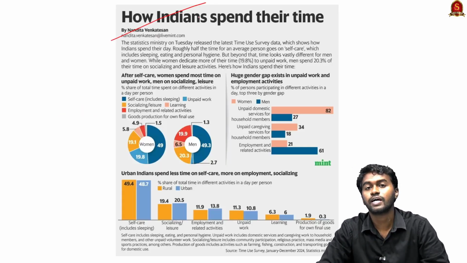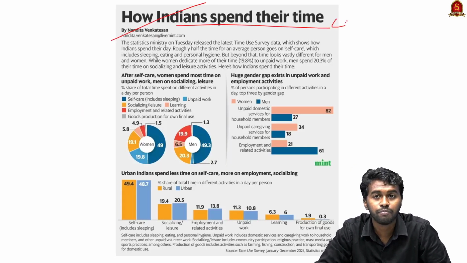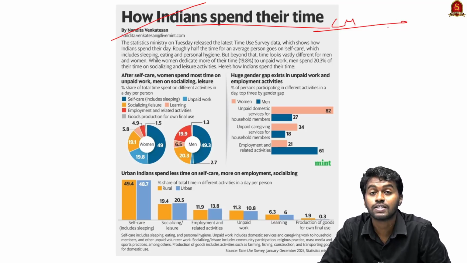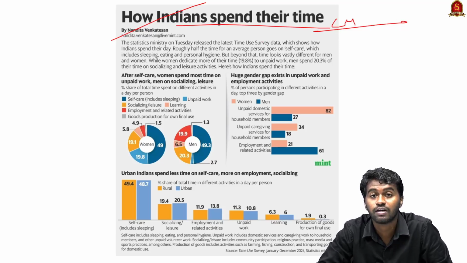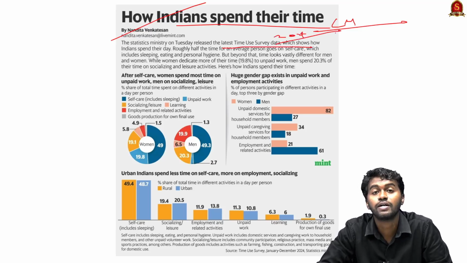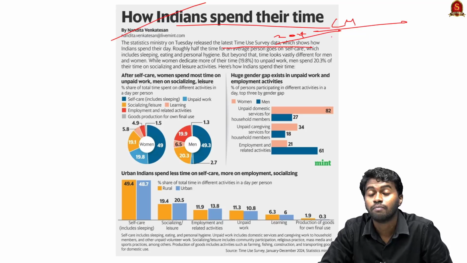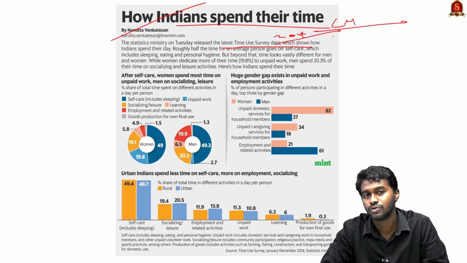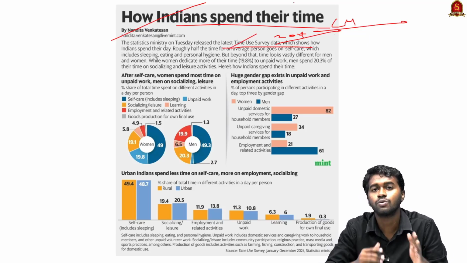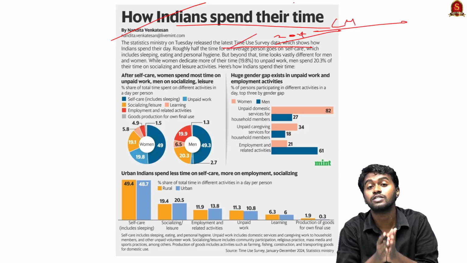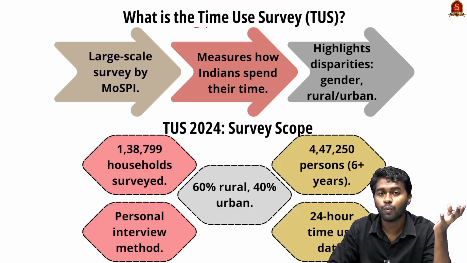How Indians spend their time. The article is taken from the newspaper Live Mint. On Tuesday, the Ministry of Statistics and Programme Implementation released the Time Use Survey Data 2024, which highlights significant disparities in terms of gender and between regions, between urban and rural areas. The purpose of this data is to understand how Indians spend their time. First we are going to see what this time use survey is.